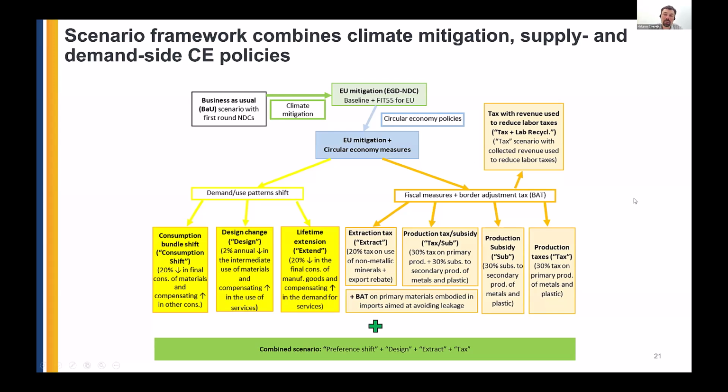We also looked into different levers of recycling revenue from taxation. So, instead of paying it directly to households, reducing labor taxes. And finally, we have a combined scenario which combines two policies from the demand side and two policies from the fiscal side. So we have preference shift and design change from the demand side, and we have extraction tax and essentially production tax from the fiscal side.